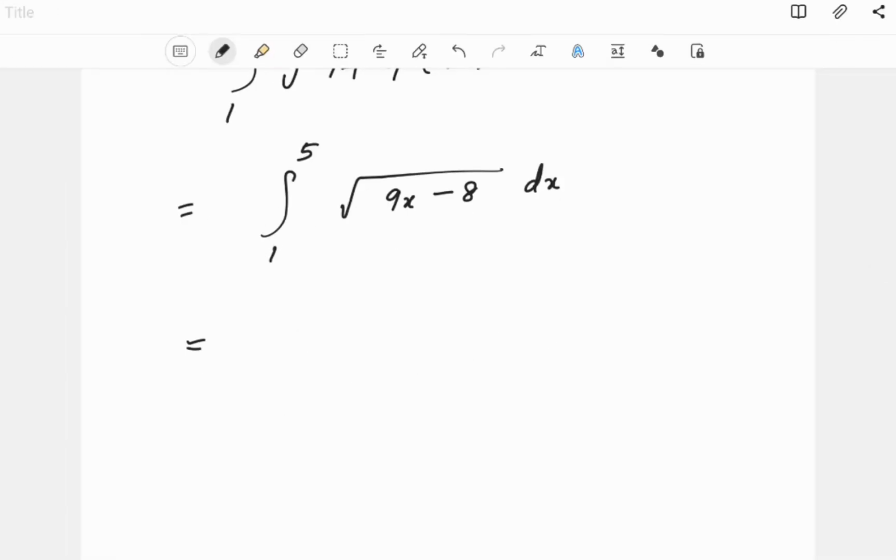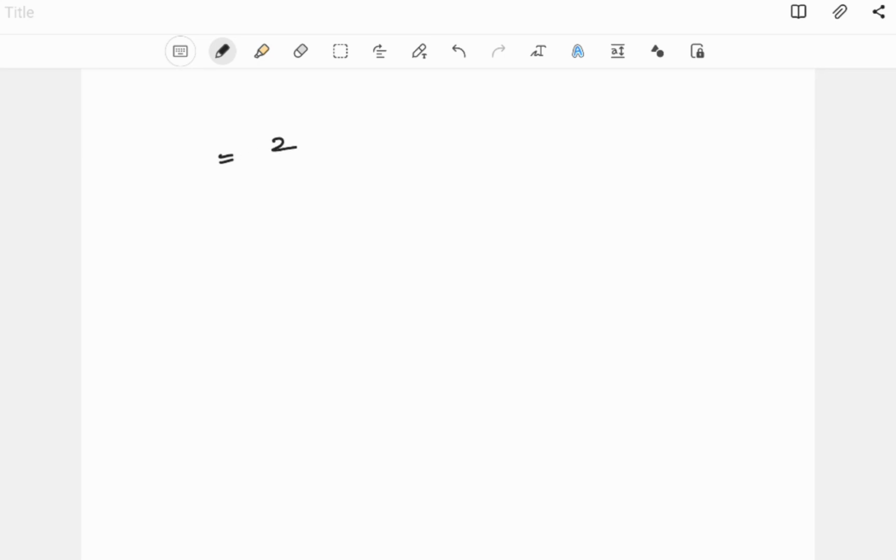We know that the integral of root u is equal to u raised to 3 by 2 into 2 by 3. So we write (9x minus 8) the whole raised to 3 by 2, 2 by 3, and divided by the derivative of this, that's equal to 9. Is equal to 2 by 27 (9x minus 8) the whole raised to 3 by 2 varies from 1 to 5.